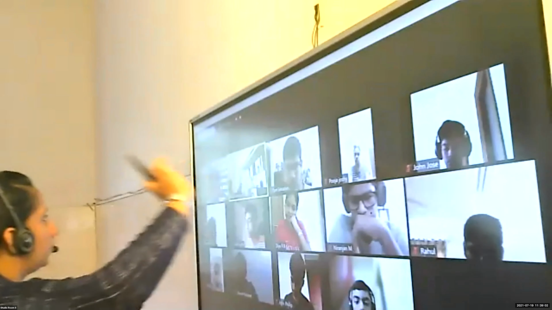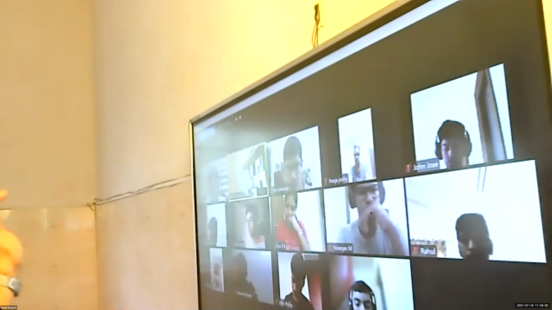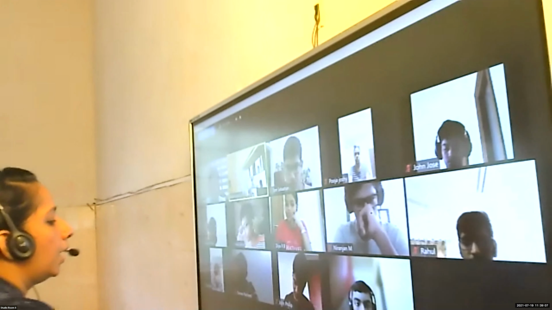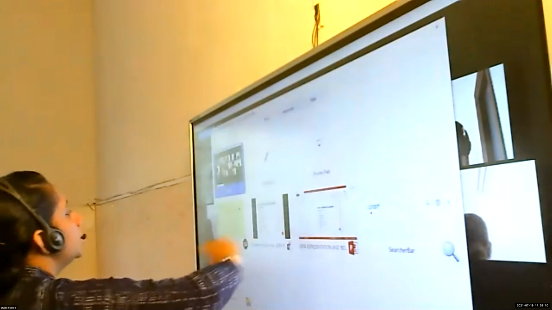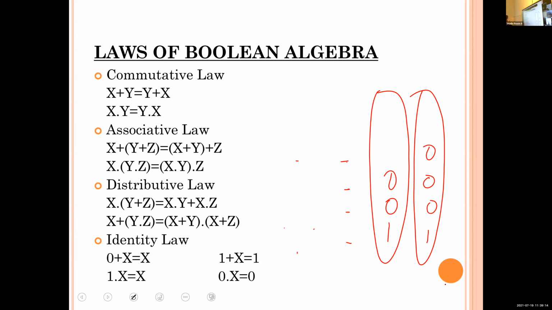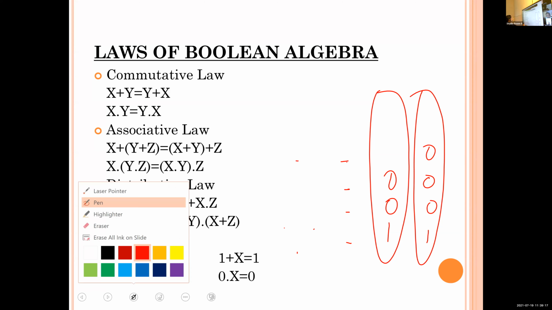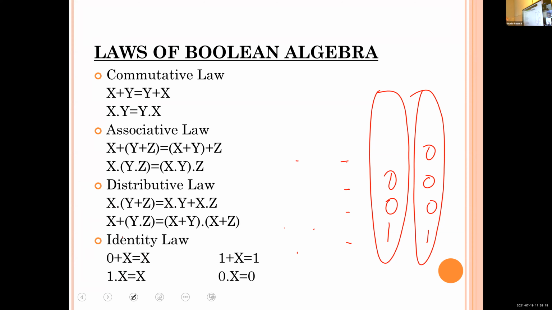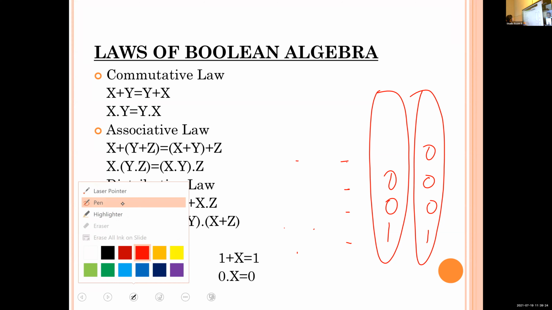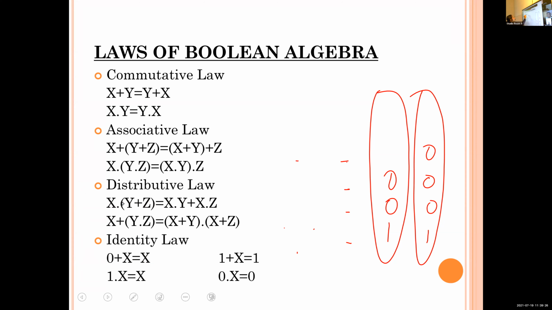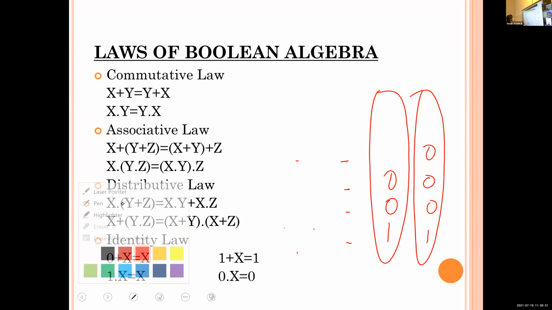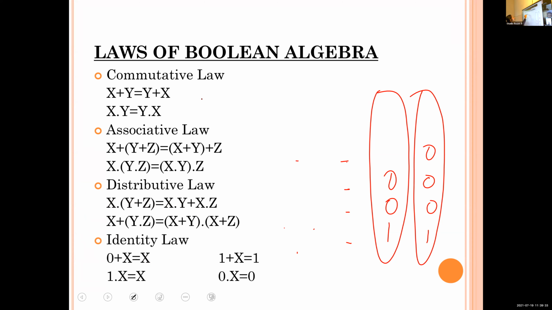So the first law is the commutative law, the second law is the associative law, and the next law is the distributive law. In the associative law and commutative law, for the first expression we are using the same operator. Here we are using OR only. Here we are using AND only.